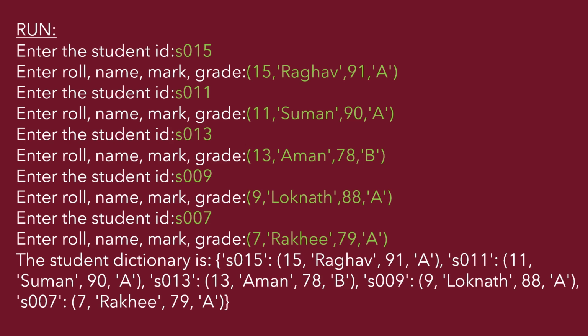Okay, now again another student ID, let's say S011, and the roll number, name, mark and grade are accordingly given in the form of a tuple. Like this, it will go on asking for 5 students because our loop is iterating 5 times. We can give 10 student details over there. Now after that, you can see the student dictionary is like this. You can see S015, that is the key of this dictionary, colon, and the details of the student are given as the value in the form of a tuple. Like this, the dictionary is populated with 5 student details. You can populate it with 10 student details or as many as you want.